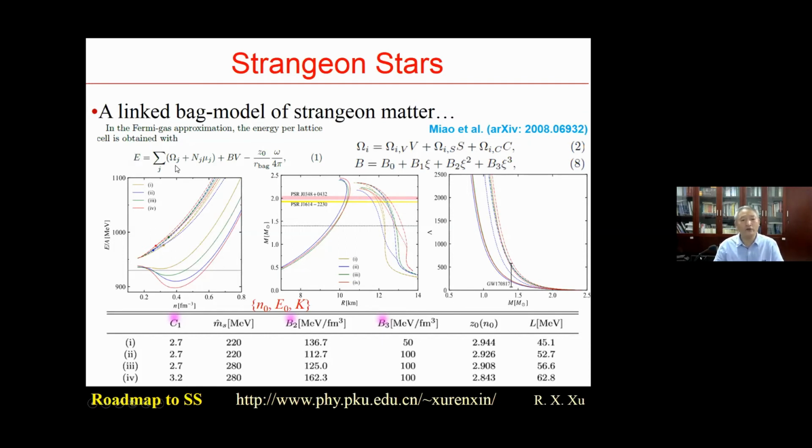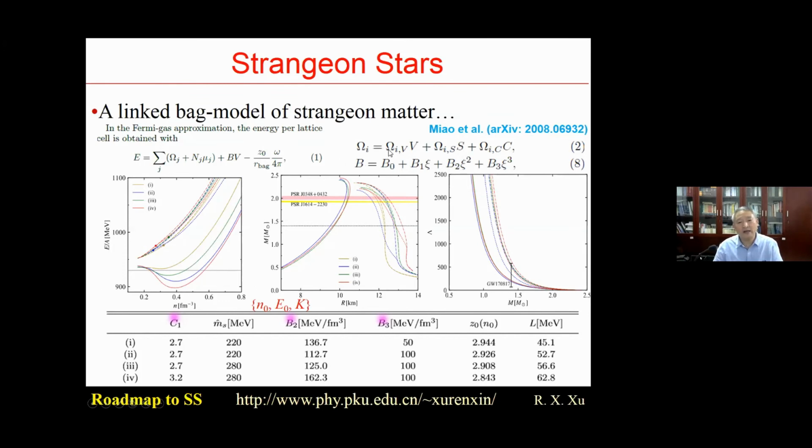We have the total energy of quarks and electrons, quarks and vacuum, non-perturbative vacuum energy, and even the zero-point energy. And we can parameterize the model, and in our case, we have a 3-parameter model, so-called C1, B2, and B3.